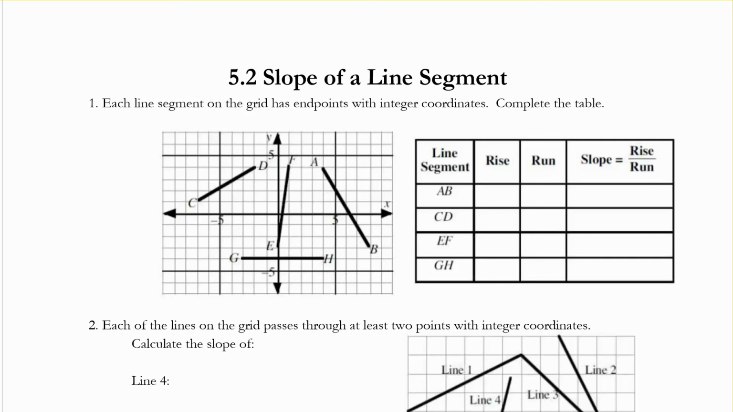So here's 5.2, slope of a line segment. Each line segment on the grid has endpoints with integer coordinates. So what that means is the endpoints of a line are just literally the points on the end of the line. So like an endpoint would be there and an endpoint would be there. So if it says endpoints, that's all it means, right?